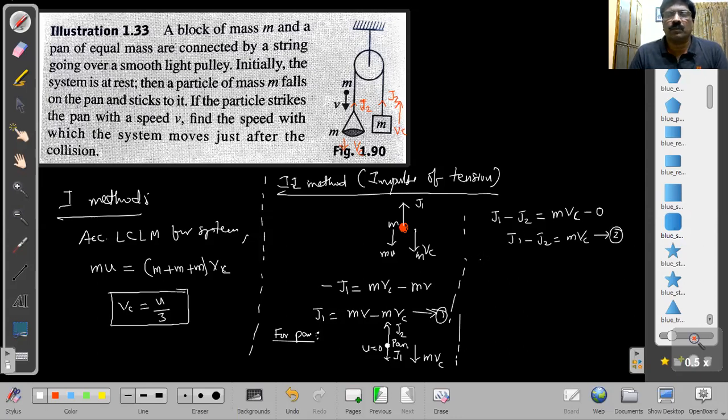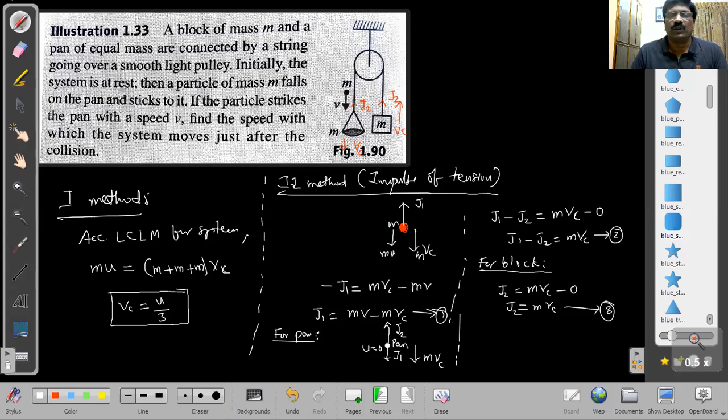Next, for the block of mass m, the impulse is only because of tension in the string. That's why the impulse due to tension acts on the block upwards, and the block also moves upwards at the instant the particle strikes the pan. So the impulse received by the block due to tension in the string is equal to the final momentum of the block, m into Vc, minus the initial momentum, which is 0 because the pan and block are both at rest initially. That's why J2 is equal to m into Vc. It is the impulse received by the block.